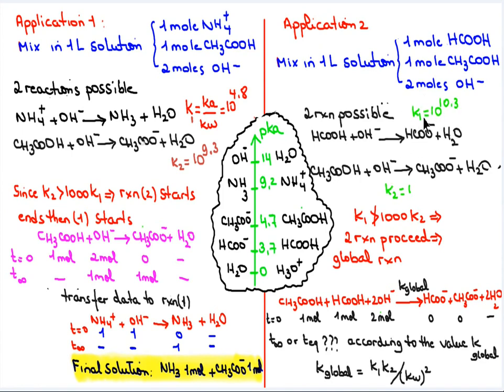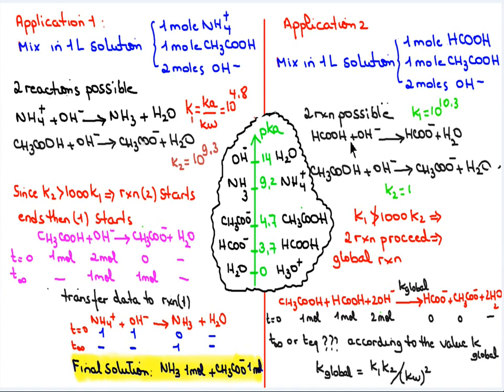K1 of the first is equal to Ka of the couple divided by Kw, equal 10 to the power 10.3. And K2 of the second is equal to Ka of the couple acetic acid acetate divided by Kw, so K2 equals 10 to the power 9.3. Comparing K1 and K2: first of all, K1 is very high and K2 is very high, so the two reactions are complete.